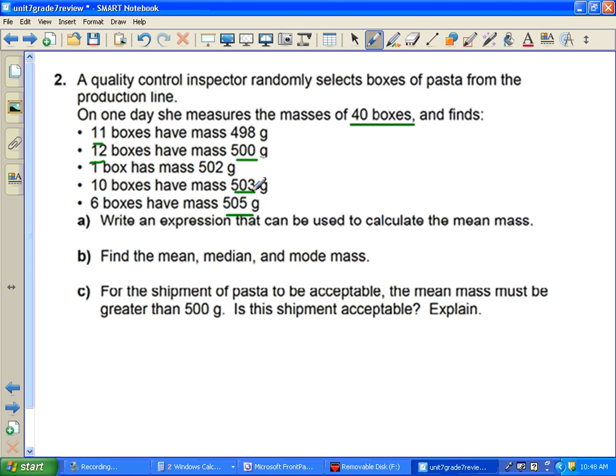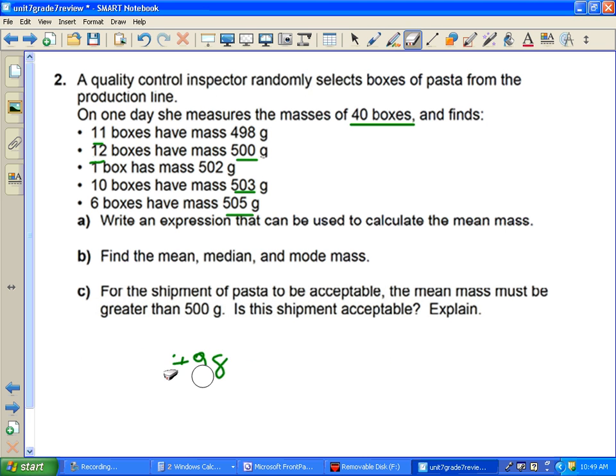So what we need to do is first write an expression that can be used to calculate the mean mass. So remember what the mean actually means. It's basically taking all of our data, adding them together, and then dividing by how many data points we have. So I've got 11 boxes that have a mass of 498. So I could write 498 11 times, but that's going to be a little bit time consuming, right? I can write out every one of these data points.